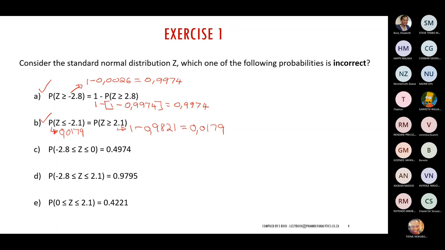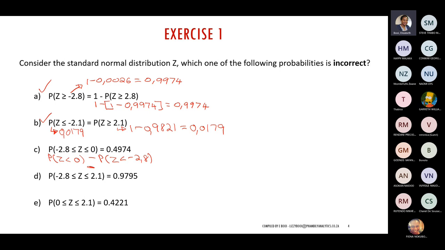Right? Then we move to this number C. It says the probability that Z lies between two values, minus 2.8 and 0. We know that we need to go and find the probability on the table for Z less than 0. What is that probability? We go find the probability of Z less than 0, and we're going to subtract the probability of Z less than minus 2.8. One of them we do have. Go find the probability of Z equal to 0, which is Z equal to 0.00.